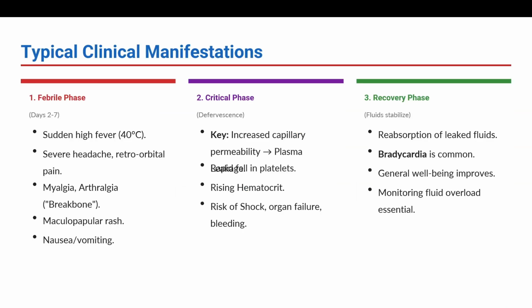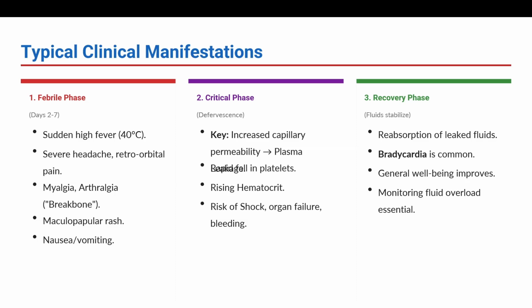So clinical manifestations are divided into three phases in dengue. In the first 1 to 5 days, or up to 7 days in severe cases, there is the febrile phase, where there is high fever of around 40 degrees centigrade with severe headache, retro-orbital pain, myalgia, arthralgia, the so-called breakbone fever, maculopapular rash, nausea and vomiting.